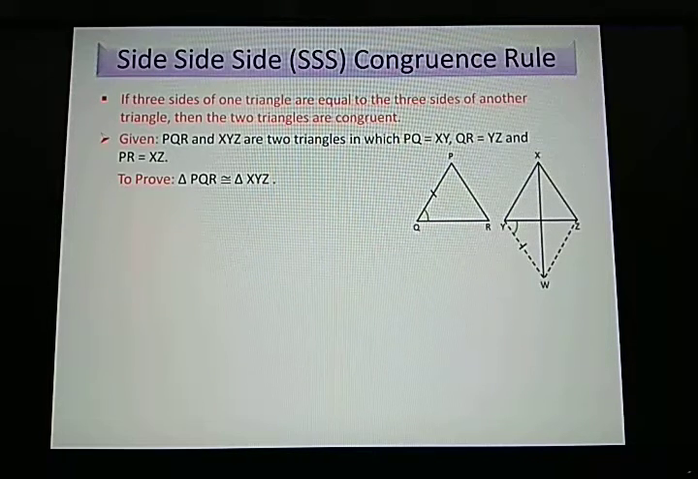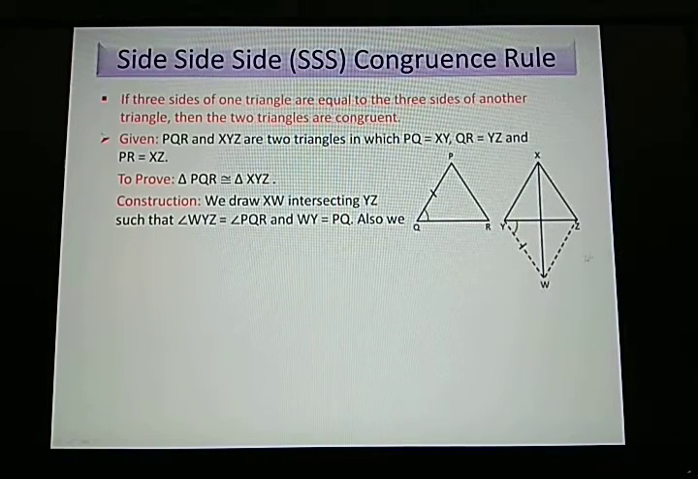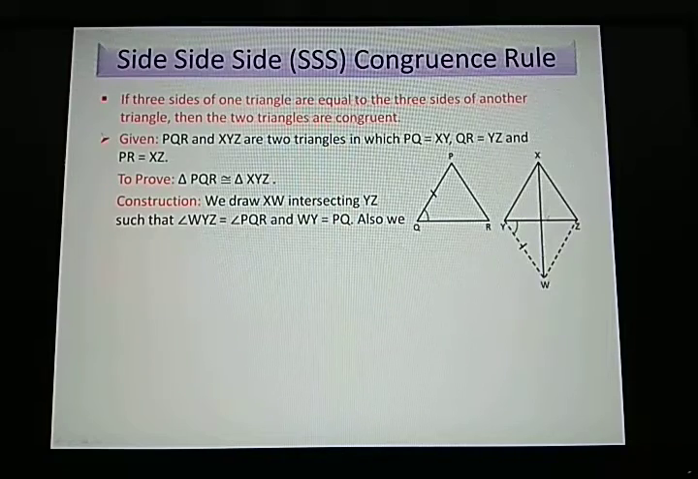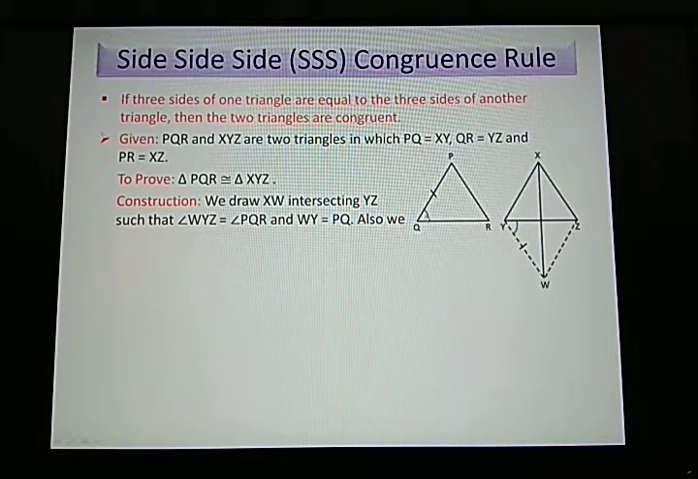Now for this we need to do some extra construction. So what extra construction have we done? As you can see, we have taken a point W, then we have joined point X to point W by intersecting it through the side YZ, and then we have joined the vertices Y and Z with W, forming a triangle. While forming this triangle, there is a condition that we have applied here, that this side WY will be equal to PQ and this angle Y will be equal to angle Q, or you can say angle WYZ is equal to angle PQR.